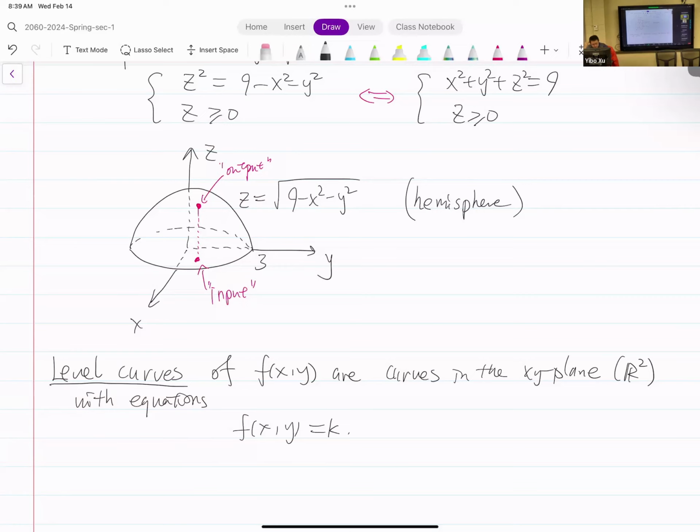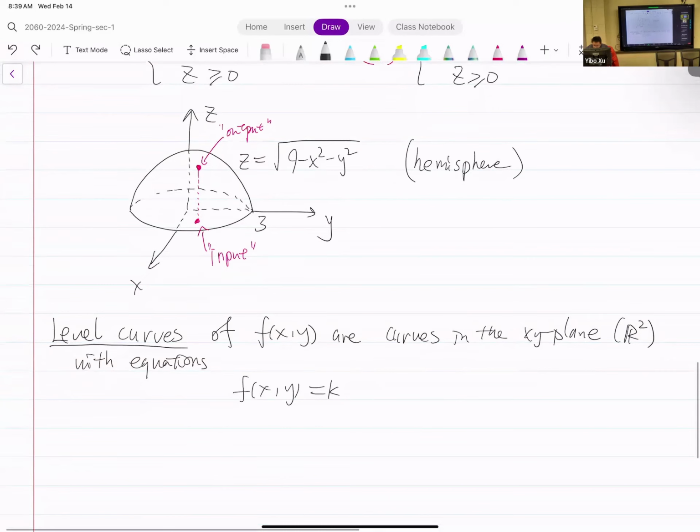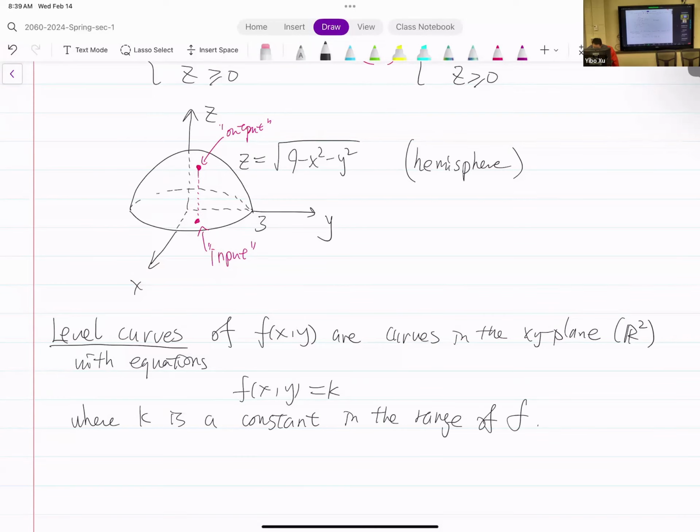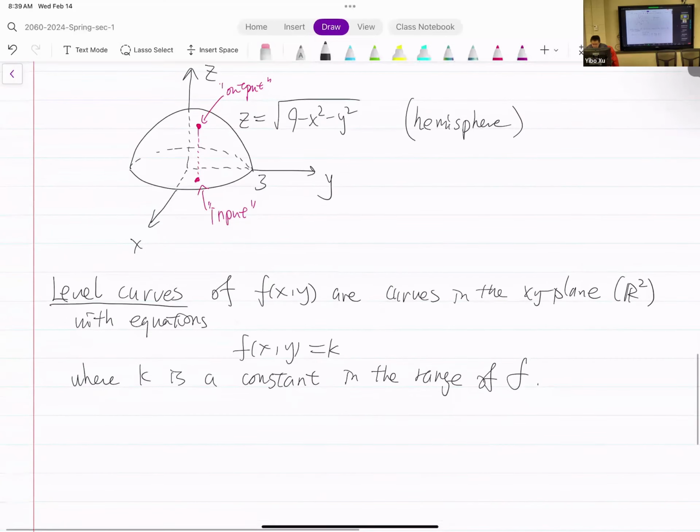So basically, we're just looking at all the points x, y such that the output level is always k, right? Where k is a constant in the range of our function f. Okay. So basically, this is saying, if I specify an output k, I will draw a curve. If I specify another output k prime, I will get another curve. They are called level curves.